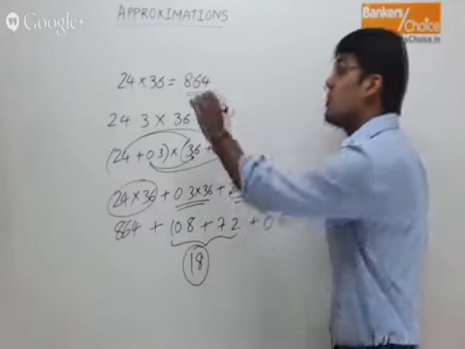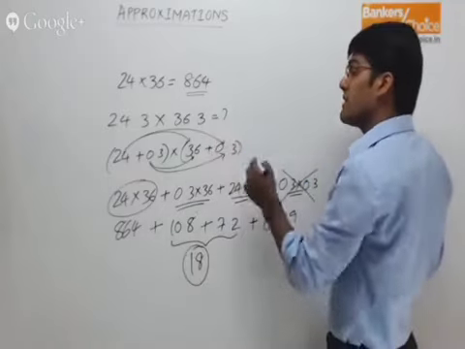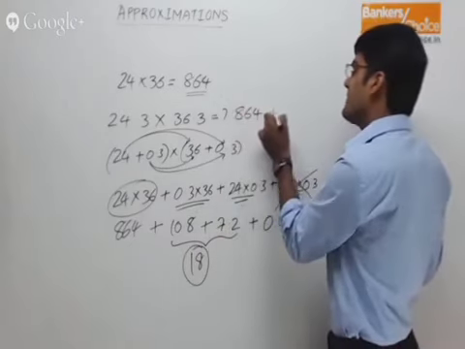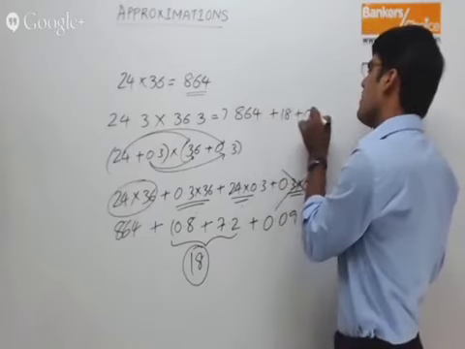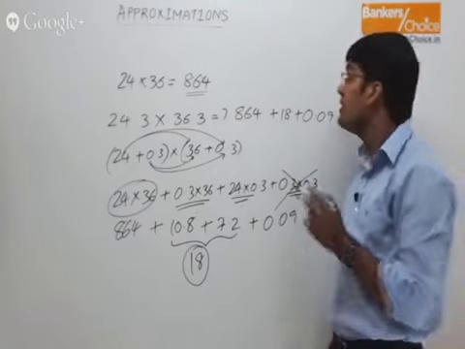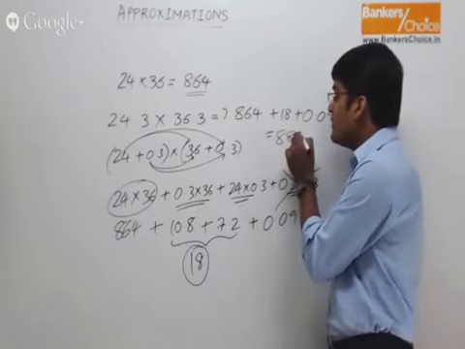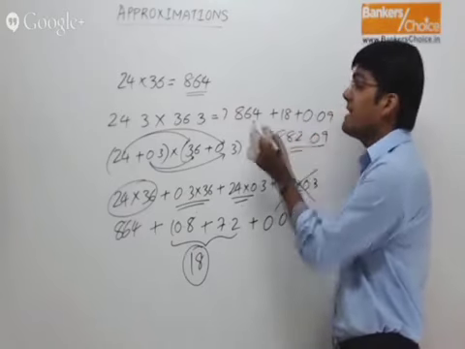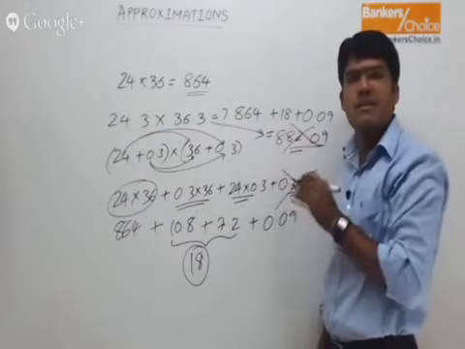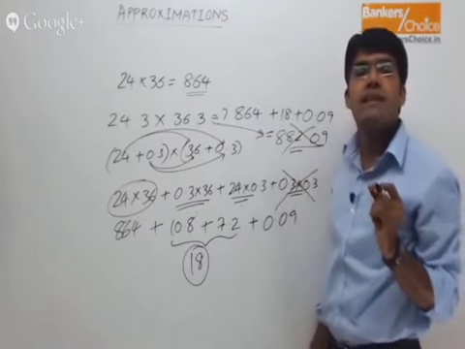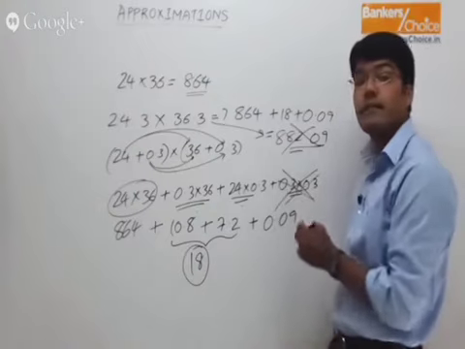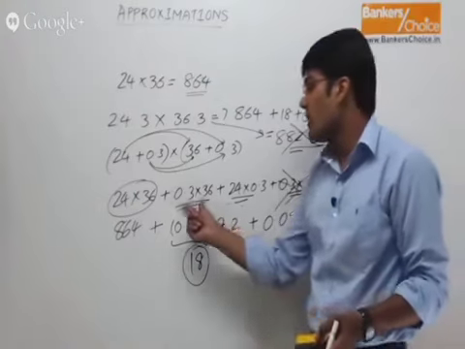That means the actual answer of 24.3 into 36.3 should be 864 plus 18 plus this part 0.09. What is 864 plus 18? 882. 882 plus 0.09 is 882.09. That's the exact value. But we are not required to find this one. The question clearly says that you are not supposed to calculate the exact answer. We are supposed to do an approximate calculation. So this can be neglected. But based on the options, you cannot avoid this part.